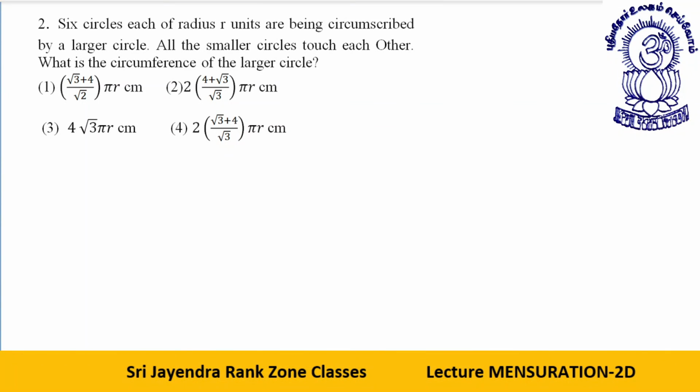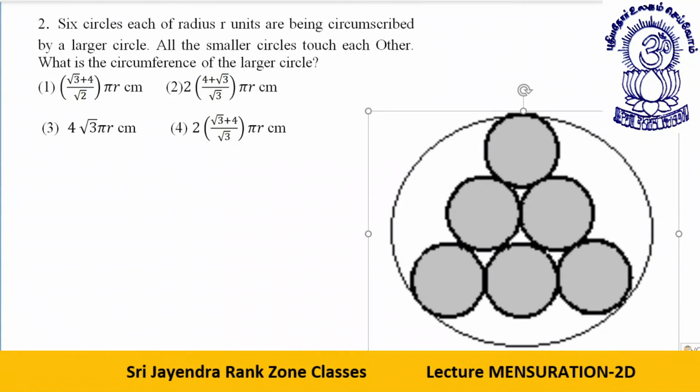6 circles, each of radius r units, are being circumscribed by a larger circle. All the smaller circles touch each other. What is the circumference of the larger circle? Very, very interesting question, dear students. Think about it. I show you the diagram. Little bit tough, but still I am doing it because I know this question will help you do many other sort of questions. This question itself includes 2-3 concepts which are used frequently. That is the only reason why I am doing this question in front of you. Okay, so let's proceed ahead.